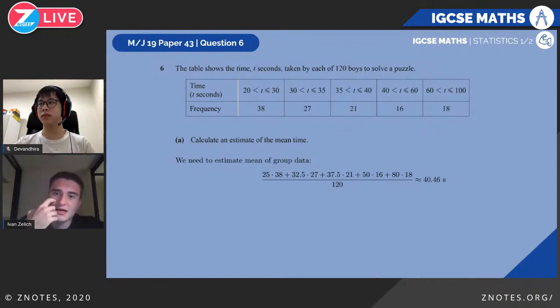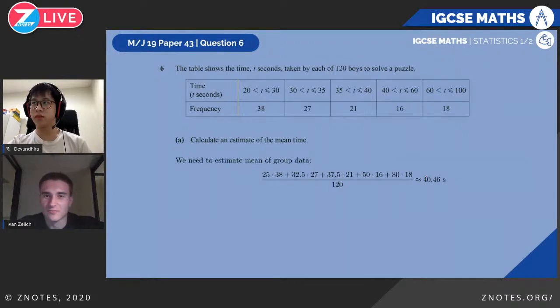The thing I would say is I put 120 on the bottom because I presumed all boys participated, but there could be this little trick where it's actually not 120. But I think in this case it definitely is. Why I said that is because you should make sure your answers match. If you add the frequencies, make sure that they add to 120.